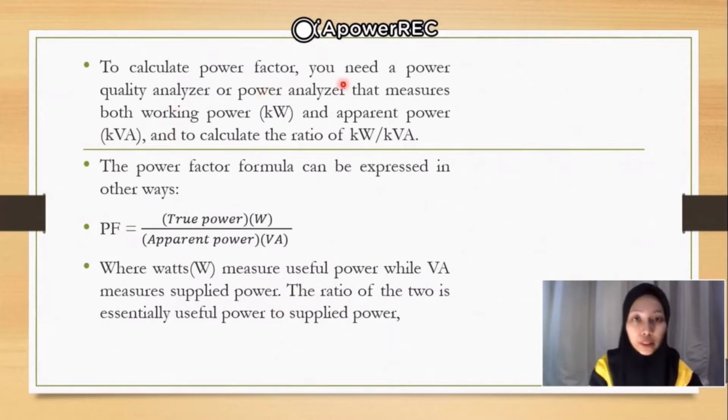To calculate the power factor, we need a power quality analyzer or power analyzer that measures both working power and apparent power, and calculates the ratio of the kilowatt and kVA. In the easiest way, we can express it in a formula, which is PF equals true power in watts over apparent power in VA, where watts measure useful power while VA measures the supply power. The ratio of the two is essentially usable power to supply power.